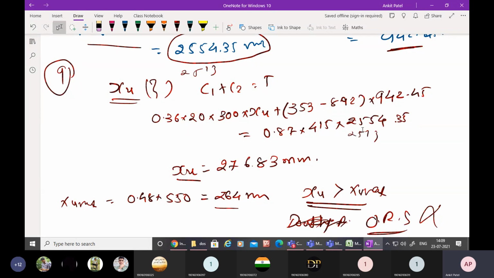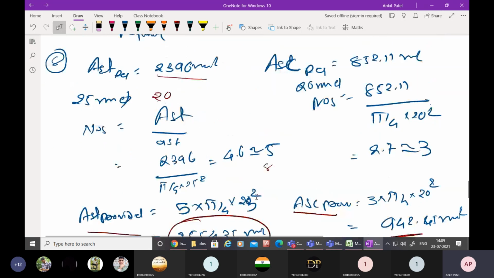So 0.87 into 415 into 2513. Okay, so this answer is 907 minus 32427.96190. So 583 divided by 2160. So 269, it is still not set. The answer is 269. So now what you can do is increase the ASC.